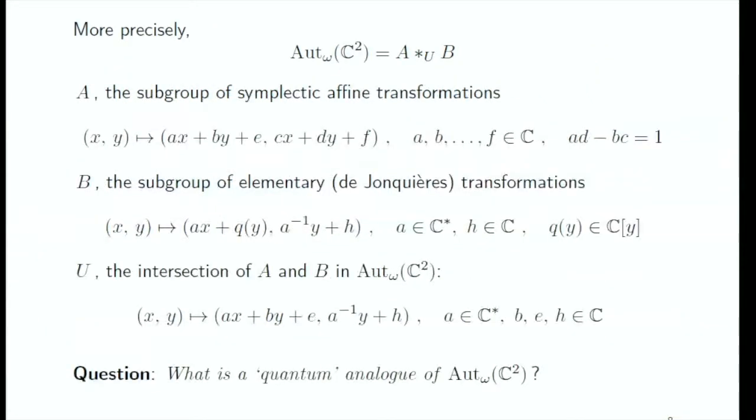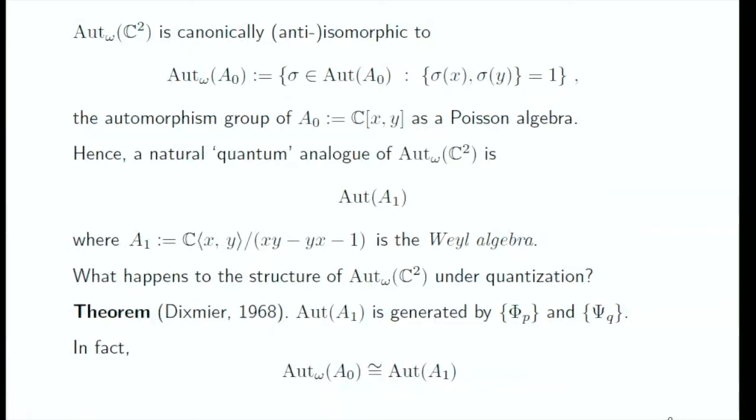So I want to move in a slightly different direction. I want to ask a question: what should be a quantum analog of this group? Well, quantum analog, quantum in quotation marks, so let me make it more precise. First of all, we can simply think of this automorphism group as the group of automorphisms of the polynomial algebra in two variables, preserving the natural Poisson bracket. So in this way, you can think of this automorphism group as the group of Poisson automorphisms of this Poisson algebra. Then the question about what is the quantum analog becomes clear. We just replace polynomials by the Weyl algebra, which is the quantization of this Poisson algebra in any natural sense of the word. And then the question is, what is the automorphism group of A1?